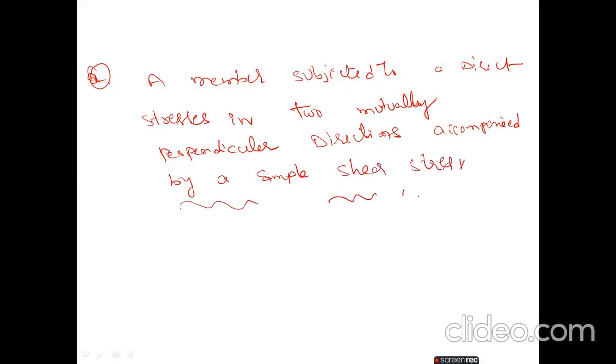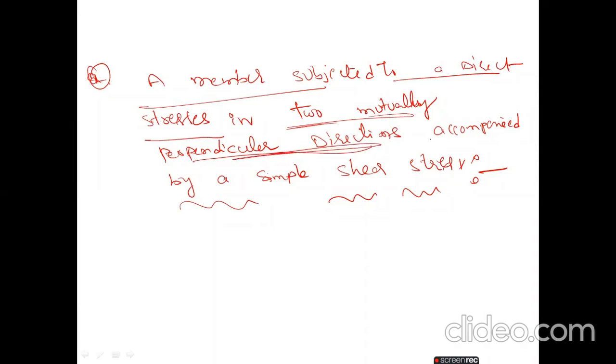This is the derivation. In the problem also they will ask the question like that: a member is subjected to direct stresses in two mutually perpendicular directions accompanied by a simple shear stress. All of you note down: a member is subjected to direct stresses in two mutually perpendicular directions accompanied by a simple shear stress.